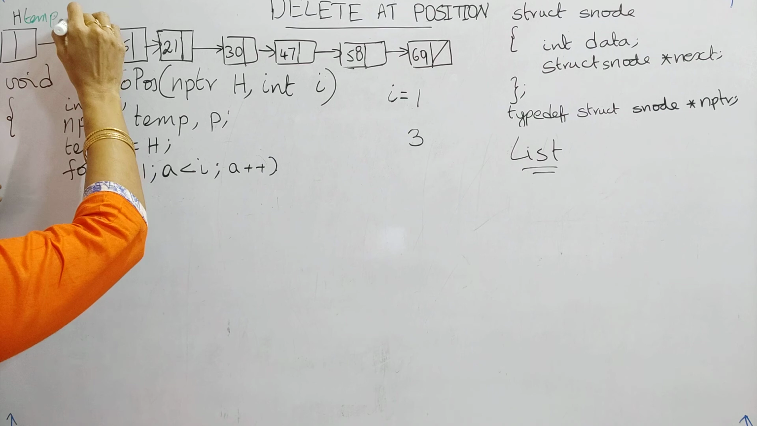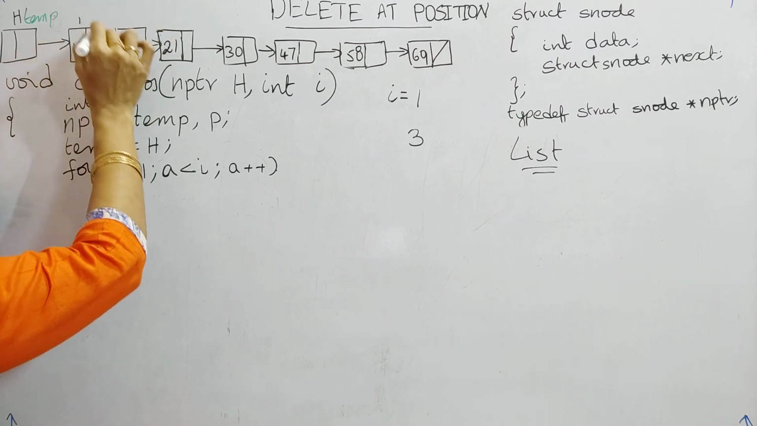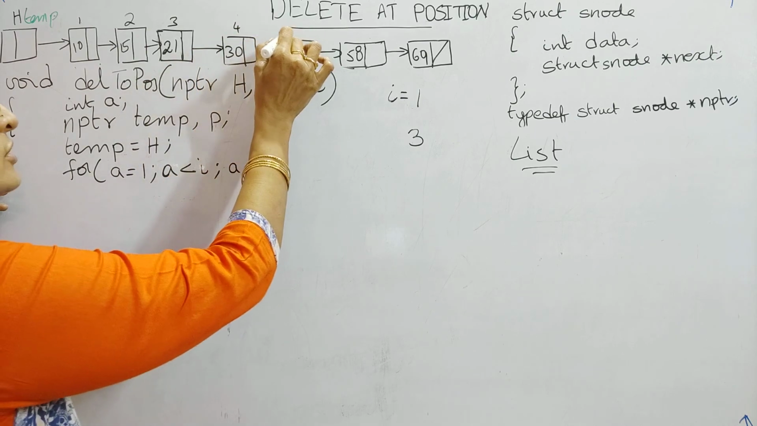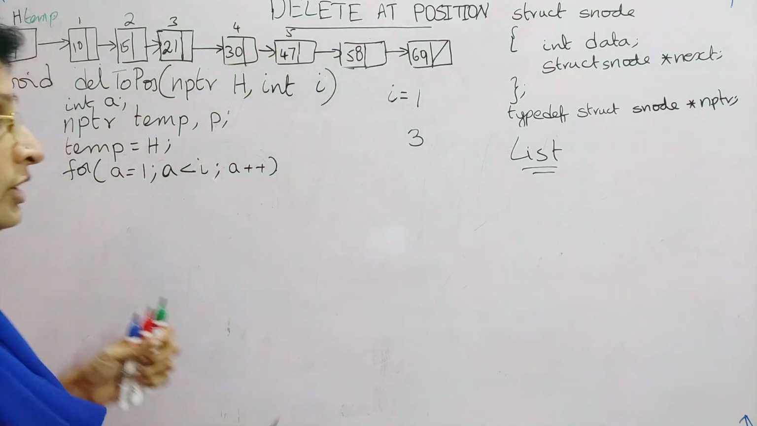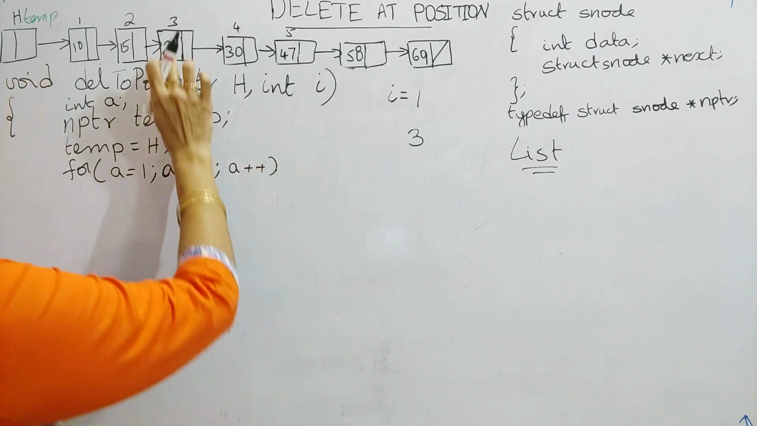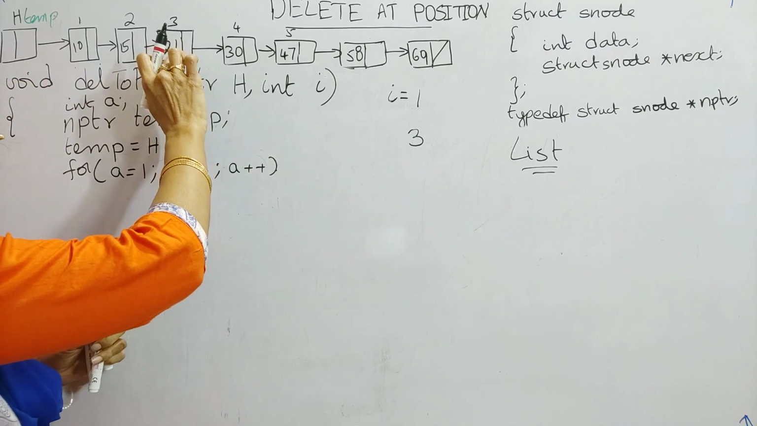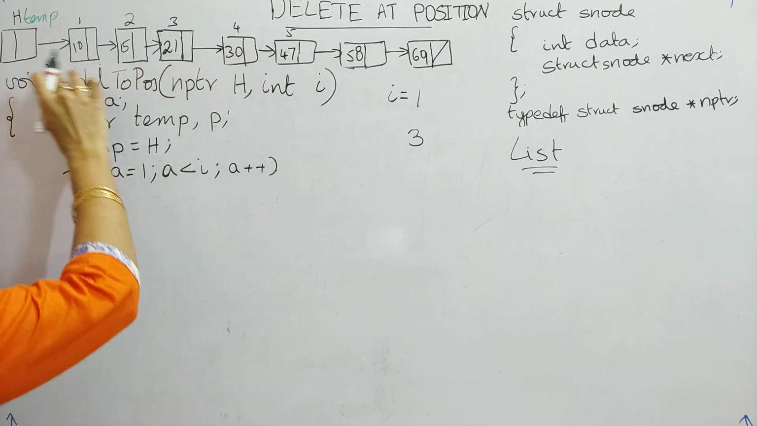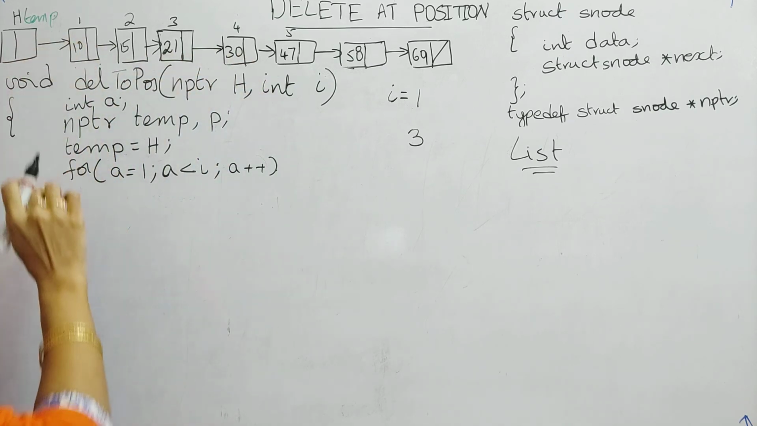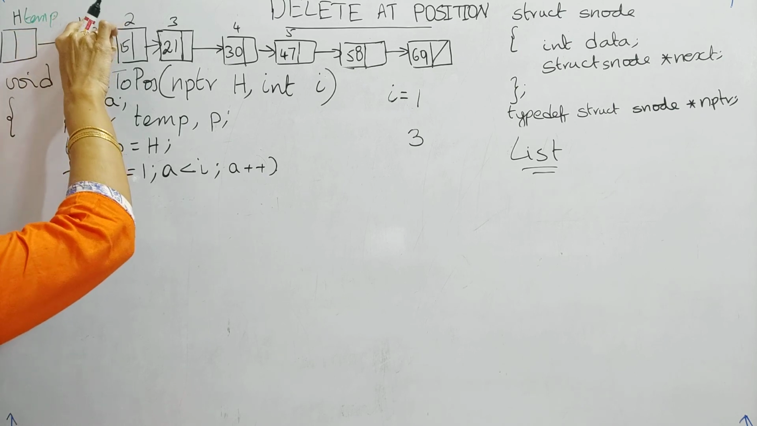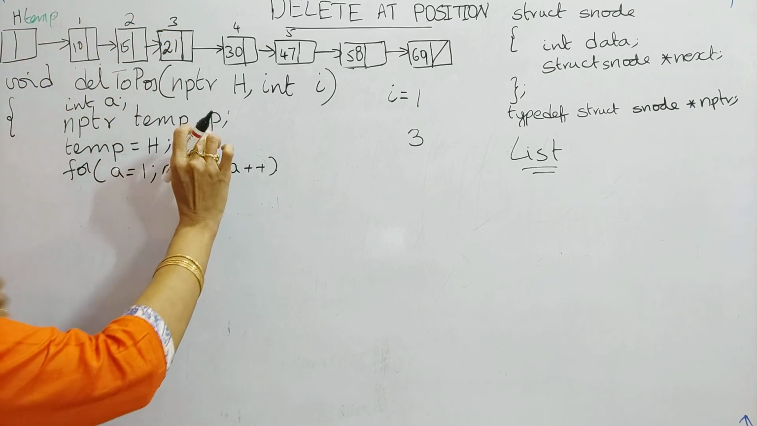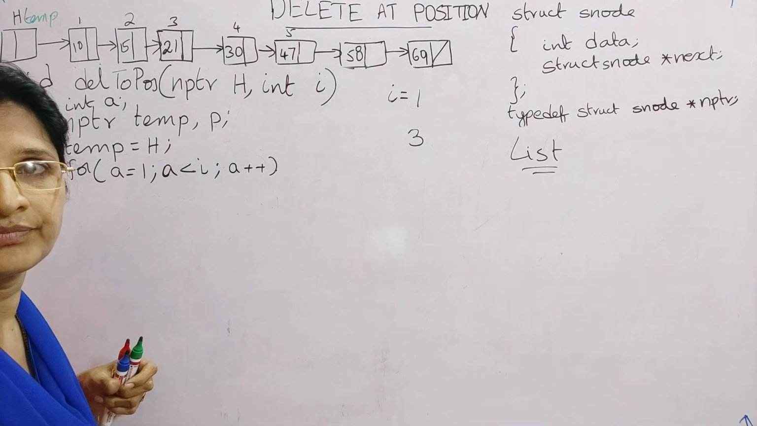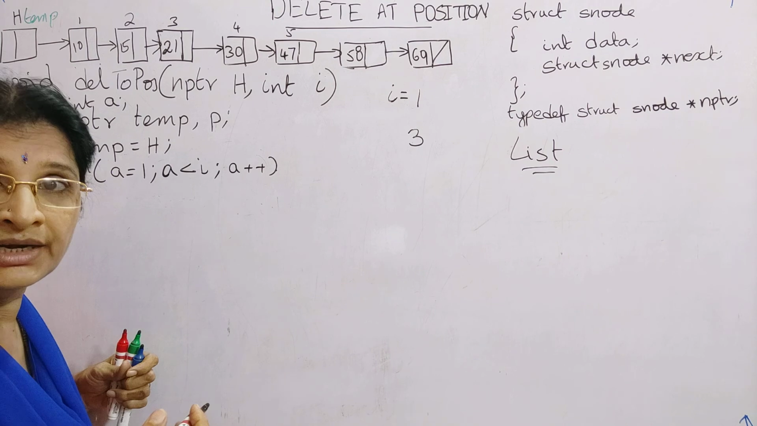So for 1, the first position means first node, this is the second, and this is the third, fourth, fifth, like this. So now if you give I value 3 means what? You want to delete this 21. That is the node 21. So that means you have to move the pointer one by one. So the temp first it is here, then it should be here, and then it should be here. And P is the pointer that points to the node that is going to be deleted.